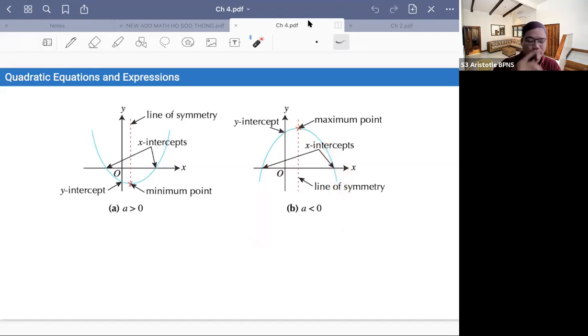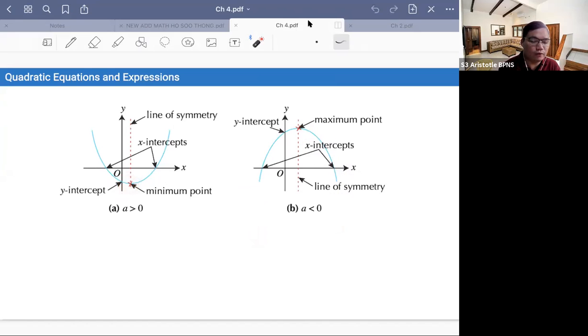Let's say this is a basketball. If you throw a basketball, this is the pinnacle, or the highest point the ball can make before it goes down. So same concept here, class. The maximum or even the minimum point are the tips or the turning points of your quadratic graph.